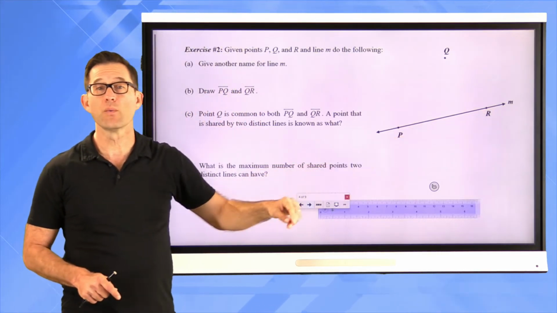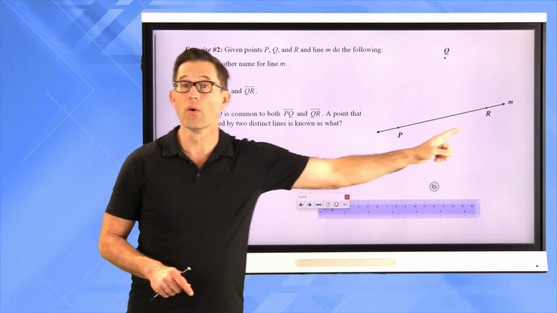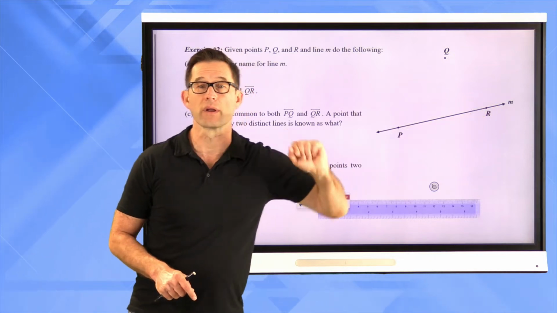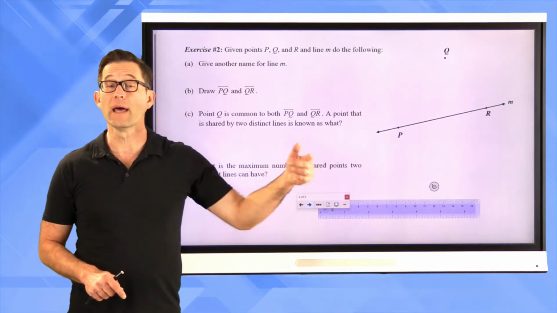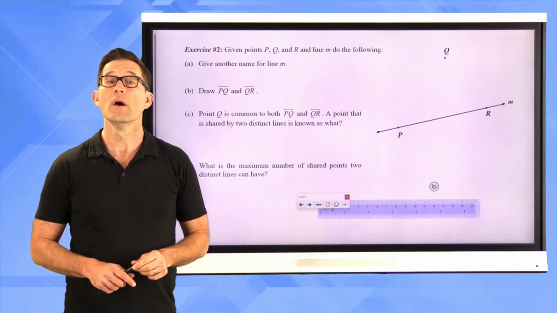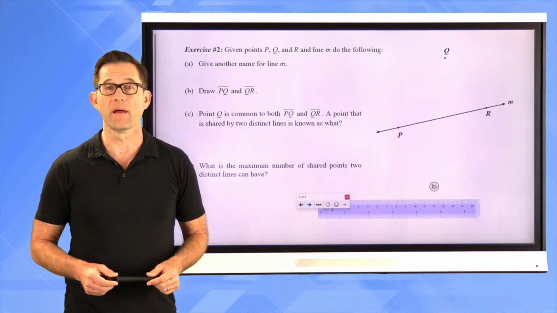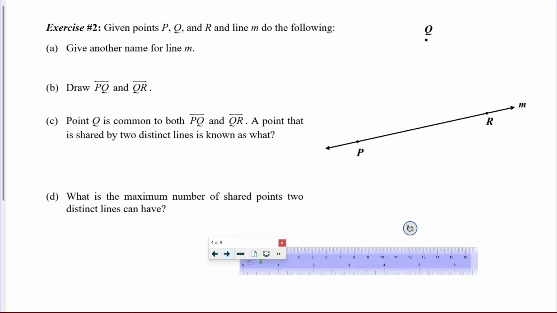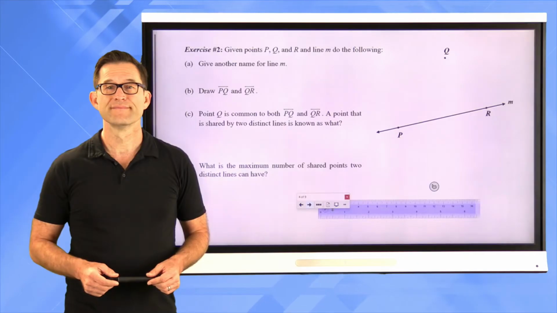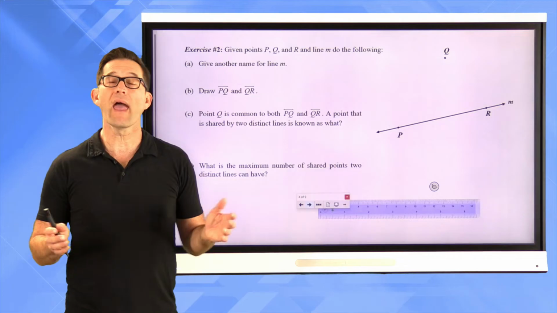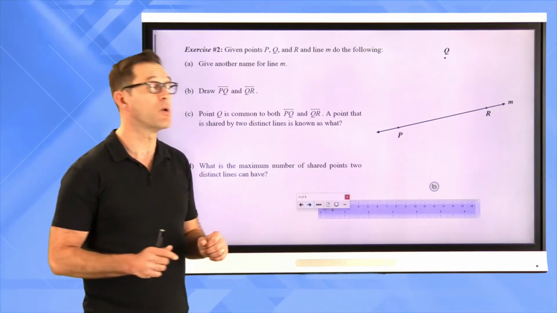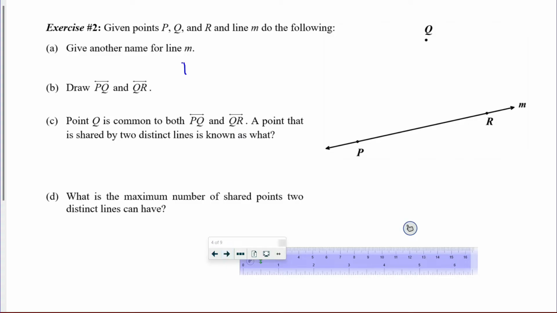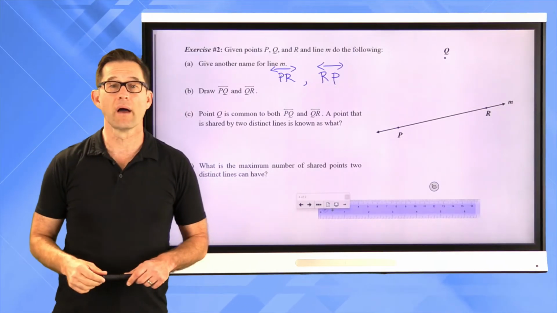Now, sometimes we will name lines with lowercase letters. Never uppercase letters, lowercase letters. But we can give this line at least one, if not two other names. Pause the video now and go ahead and name that line. All right, well, because points P and R lie on that line, we can name it with those two points. So we can either call it PR or we could call it RP. And both of those are completely acceptable ways of naming line M.